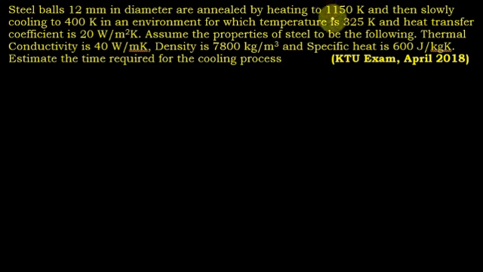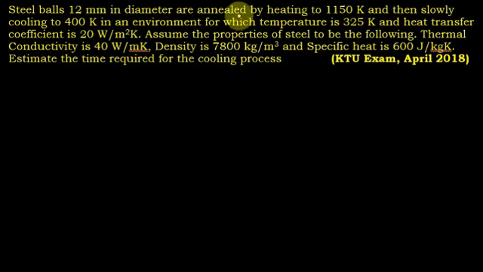1150 Kelvin temperature, then slowly cooling to 400 K in an environment. The environment temperature is the fluid temperature, the surrounding temperature T infinity, which is a constant. So 1150 Kelvin is the initial temperature of the steel balls in annealing. That's slow cooling up to 400 Kelvin. Estimate the time required for the cooling process.